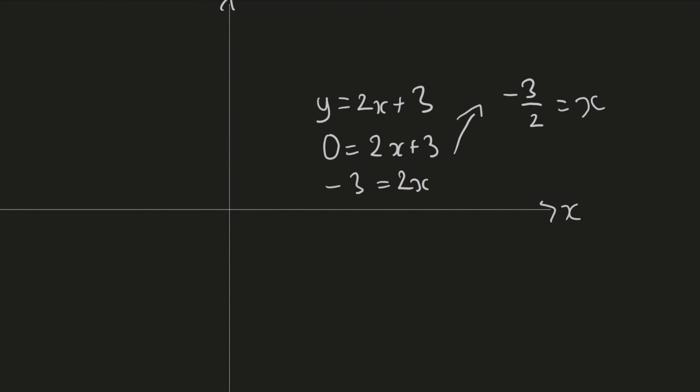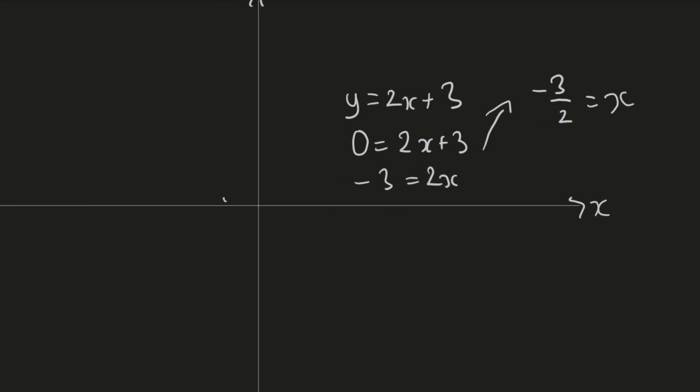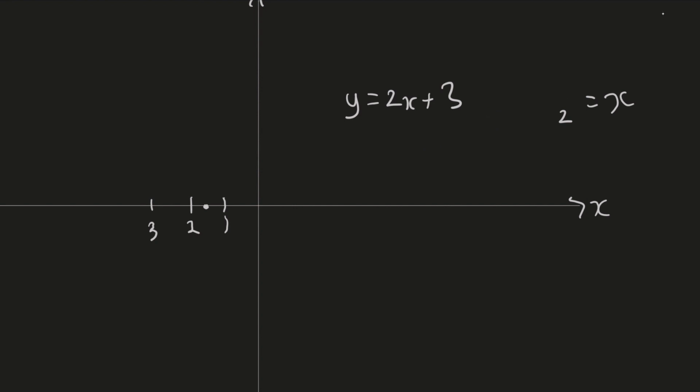So I'm going to draw the points. So that is 1, that is 2, and this is 3. So minus 3 on 2 is minus 1.5, which is approximately here. So that is our x-intercept. Now, for the y-intercept, we want to make x 0. So y is equal to 2 times 0, which is just 0, plus 3. So therefore y is just equal to 3. Now we have our y-intercept. So I'm going to plot these points here, 1, 2, 3, 4, and our y-intercept is on point 3.